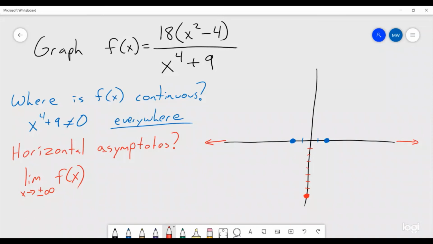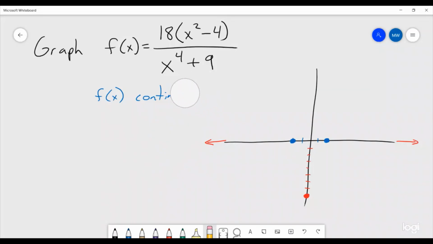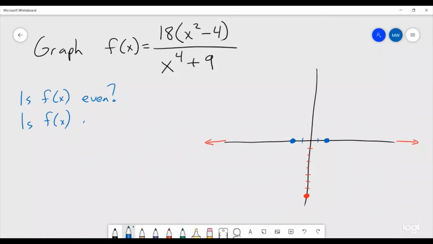What can we do now, though? We don't really know how it connects. Does it connect like this? How is it going to connect? Well, let's try and figure out a little bit more information. Some other things that we might want to check are, are there any symmetries? Is this function symmetric? Is f of x even? Is it odd? Is it neither? These are things that we would need to check to figure out whether this is going to be symmetric or not.